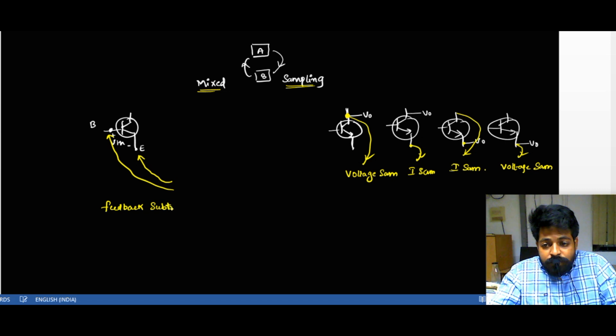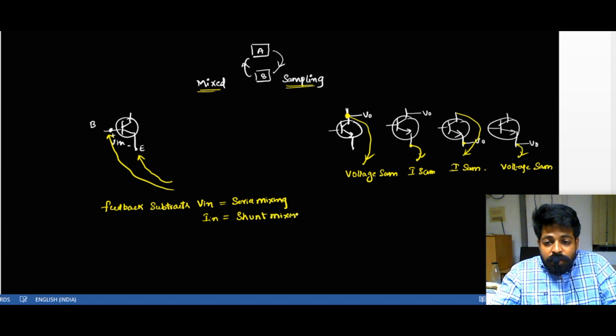So your feedback subtracts your input signal, or else it subtracts the current signal. Based on that, I can define my mixing type. If it subtracts your input voltage, that is called series mixing. If it subtracts current, that is called shunt mixing. So simply I can say one thing: is your feedback signal mixed at the emitter or at the base? If it is mixed at the emitter, that is called series mixing. If it is mixed at the base, it is called shunt mixing.